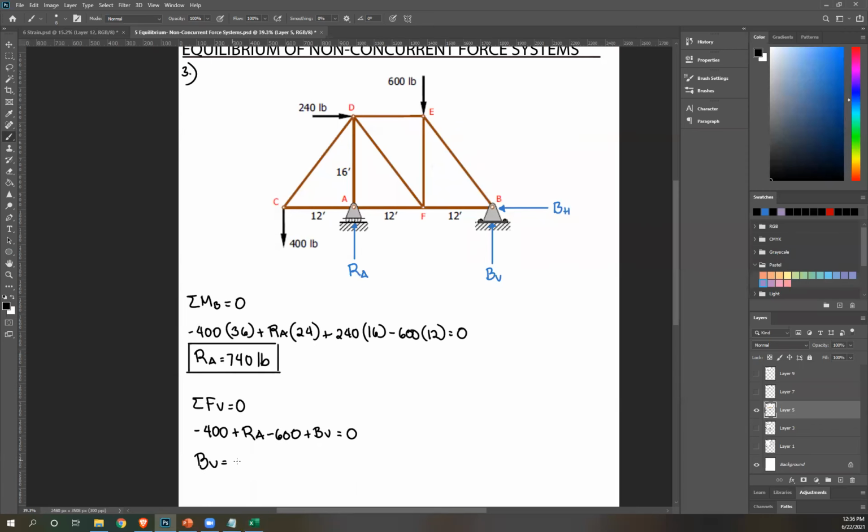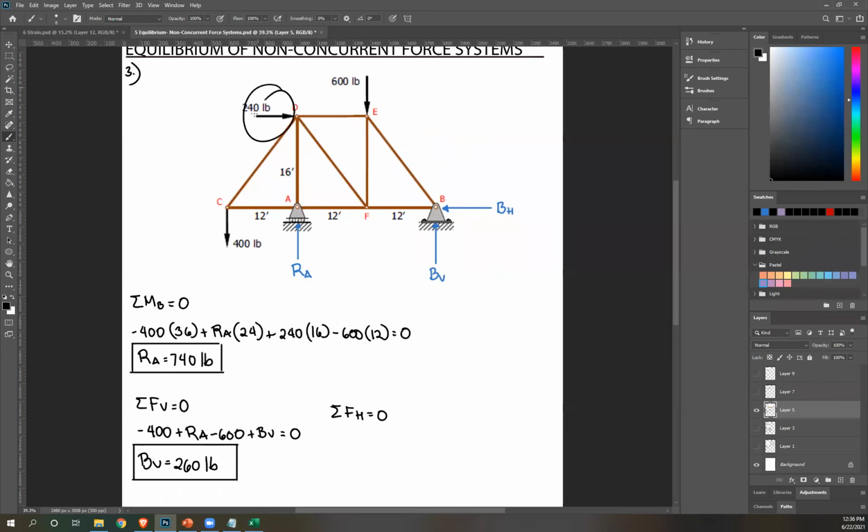So yeah, it's positive 260. So again, that's correct assumption for direction. And then finally, to solve for BH, that's just summation of forces horizontal equals 0. To the right 240. To the left BH. And then BH is obviously 240.